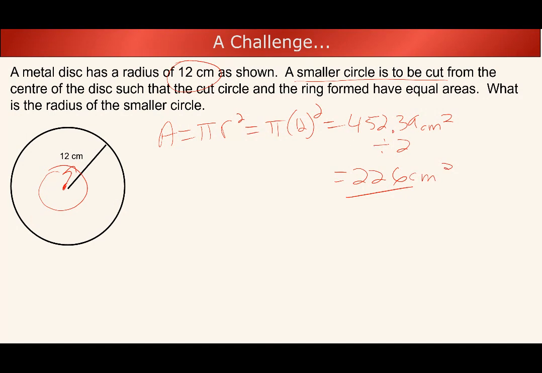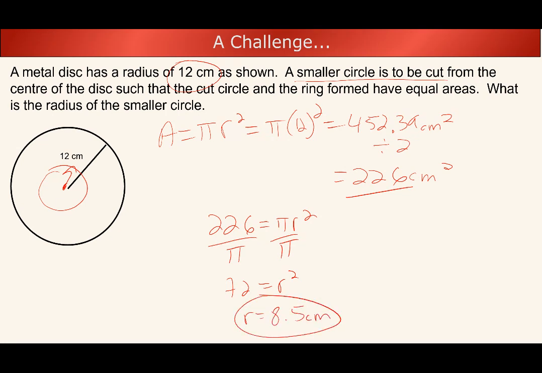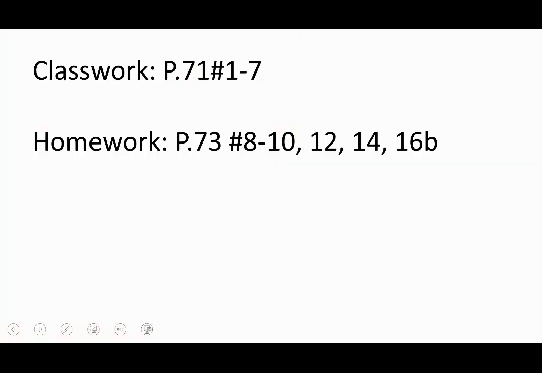So A equals pi r squared. In this case, it's 226 equals pi r squared. Divide by the pi, just like we did before. So I go 226 divided by pi, or 3.14, gives me 72 equals r squared. Square root, and I get 8.5. R equals 8.5 centimeters. That's the radius of the cutout, so that the radius of the small cutout and the radius of the ring left over have equal areas.